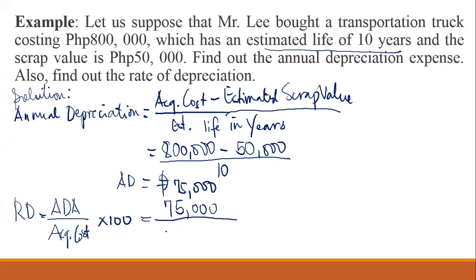Okay? Over yung acquisition cost natin, which is equal to 800,000 pesos times 100 para makuha natin yung rate of depreciation. So, yung rate of depreciation natin is equal to 9.38%. Okay, so the annual depreciation expense is equal to 75,000 pesos with 9.38% rate of depreciation. Okay, so yan yung straight line method.